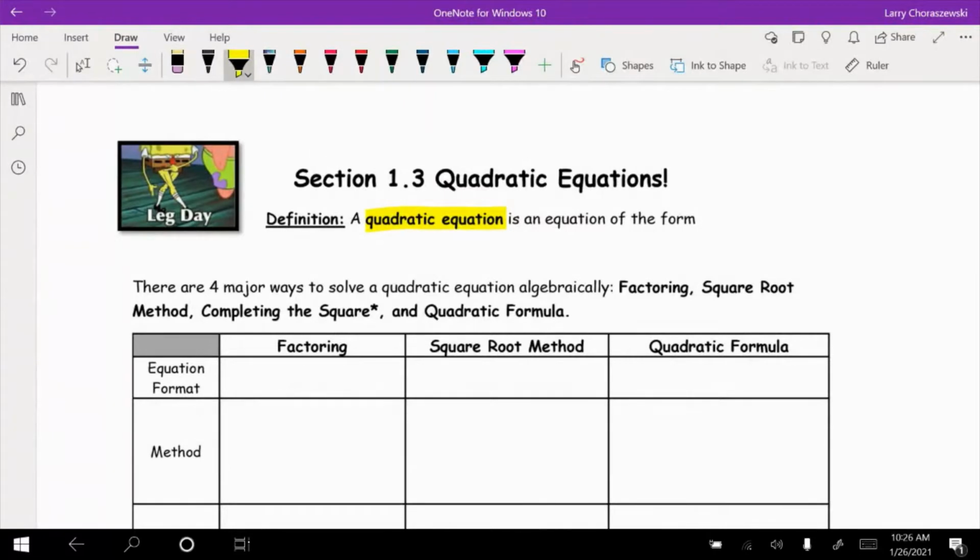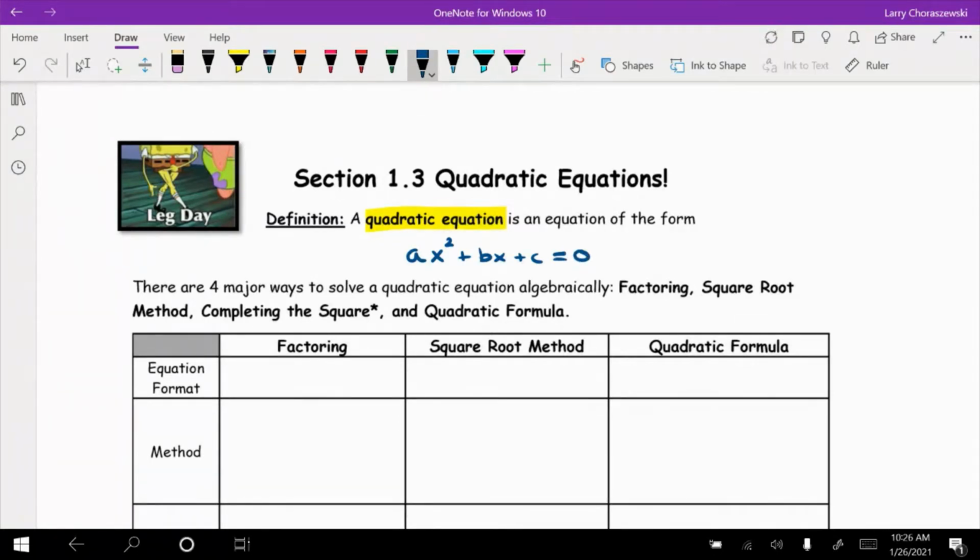The most common format for a quadratic equation, or I should say at least the most desired format, is one in which the quadratic expression is in standard form. So with two of these three methods that we'll use for solving these, we're going to want the quadratic equation to be written in this format: ax squared plus bx plus c equals 0.